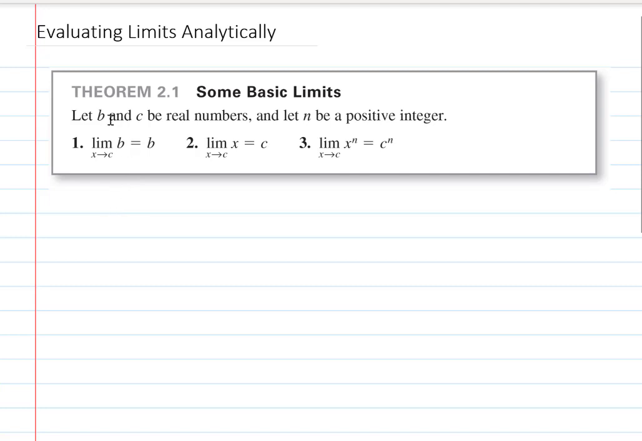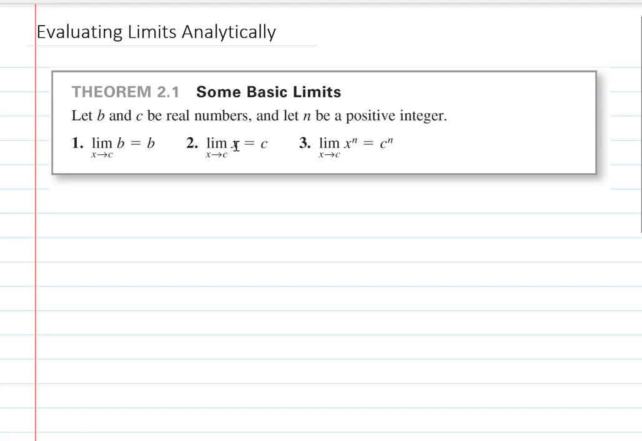So think of B and C as real numbers, so they're constants here. For the first one, the limit of any constant B as x goes to some limit point C is equal to B, right? Because if you think about the constant function, it's just a flat horizontal line. There are no holes, no breaks in there. So no matter what your C is, your function value is always B. That should be pretty straightforward.